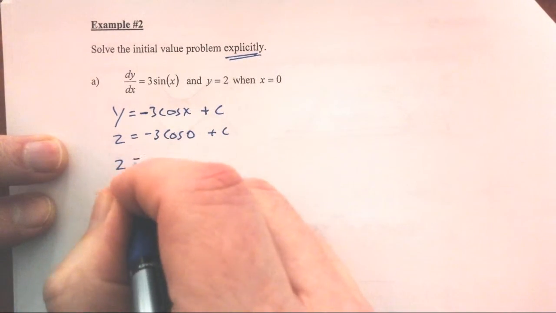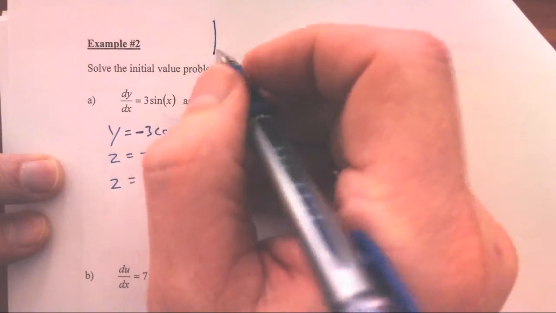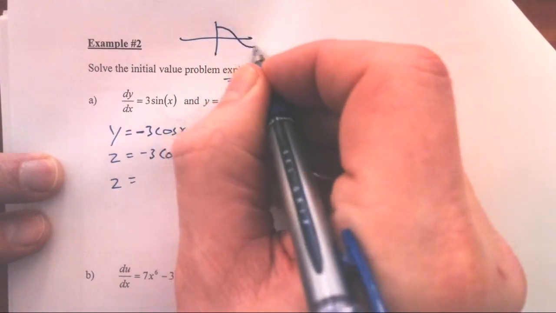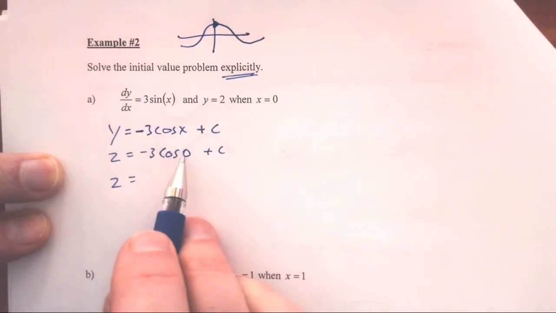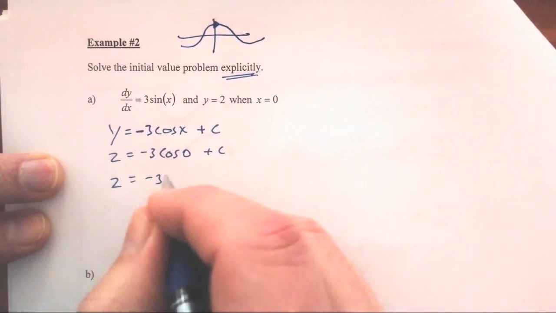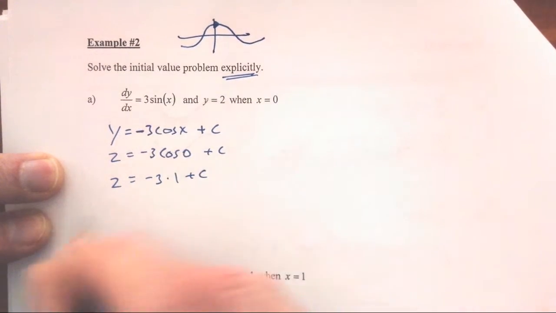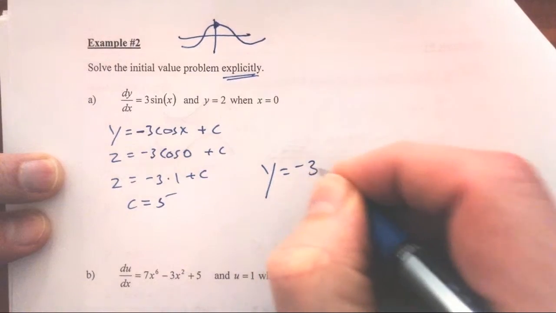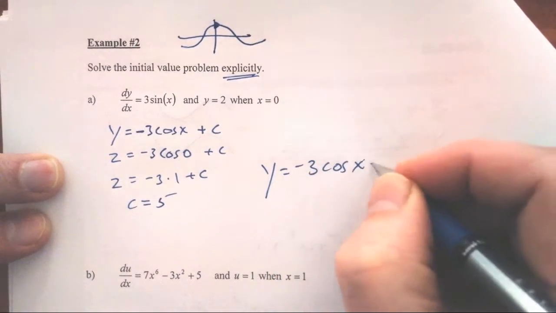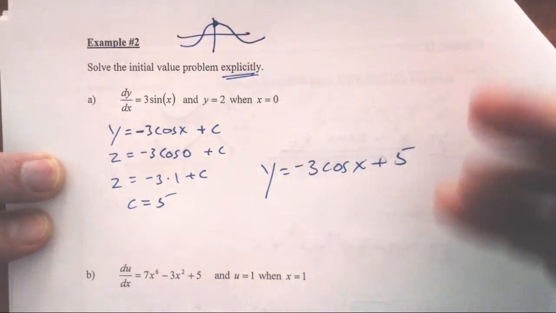So 2 equals, well, the cosine graph looks like this. We all know that. And cosine of 0 is the peak. That's 1. So this is negative 3 times 1 plus c. Add 3 to the other side. c is 5. Final answer, y equals negative 3 cosine of x plus c, but c is 5.